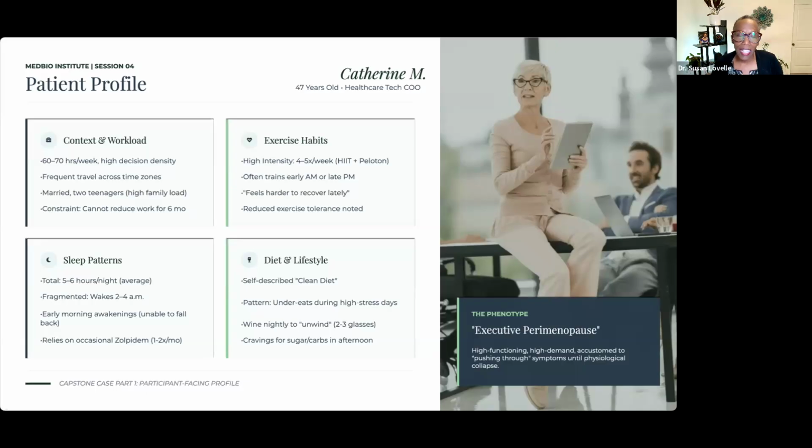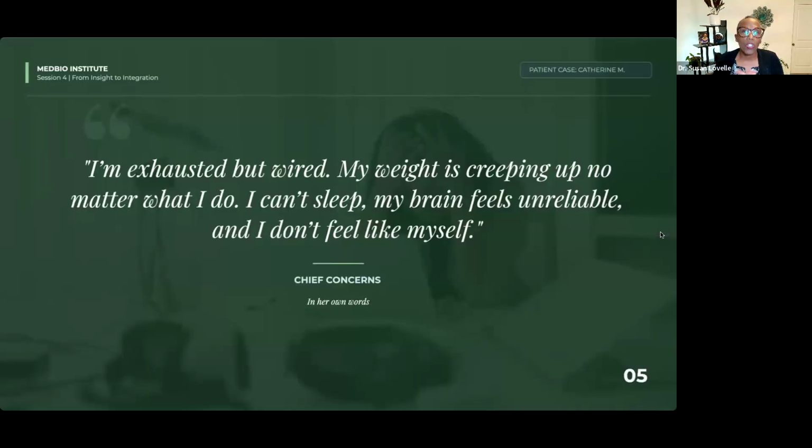And I want to mention that this is not an unusual presentation. So take a really good look at this. You will see this over and over and over again, because this is what high-powered women often do and feel they have to do to be able to continue to produce in the world in which they find themselves. Okay. And this is what she says.